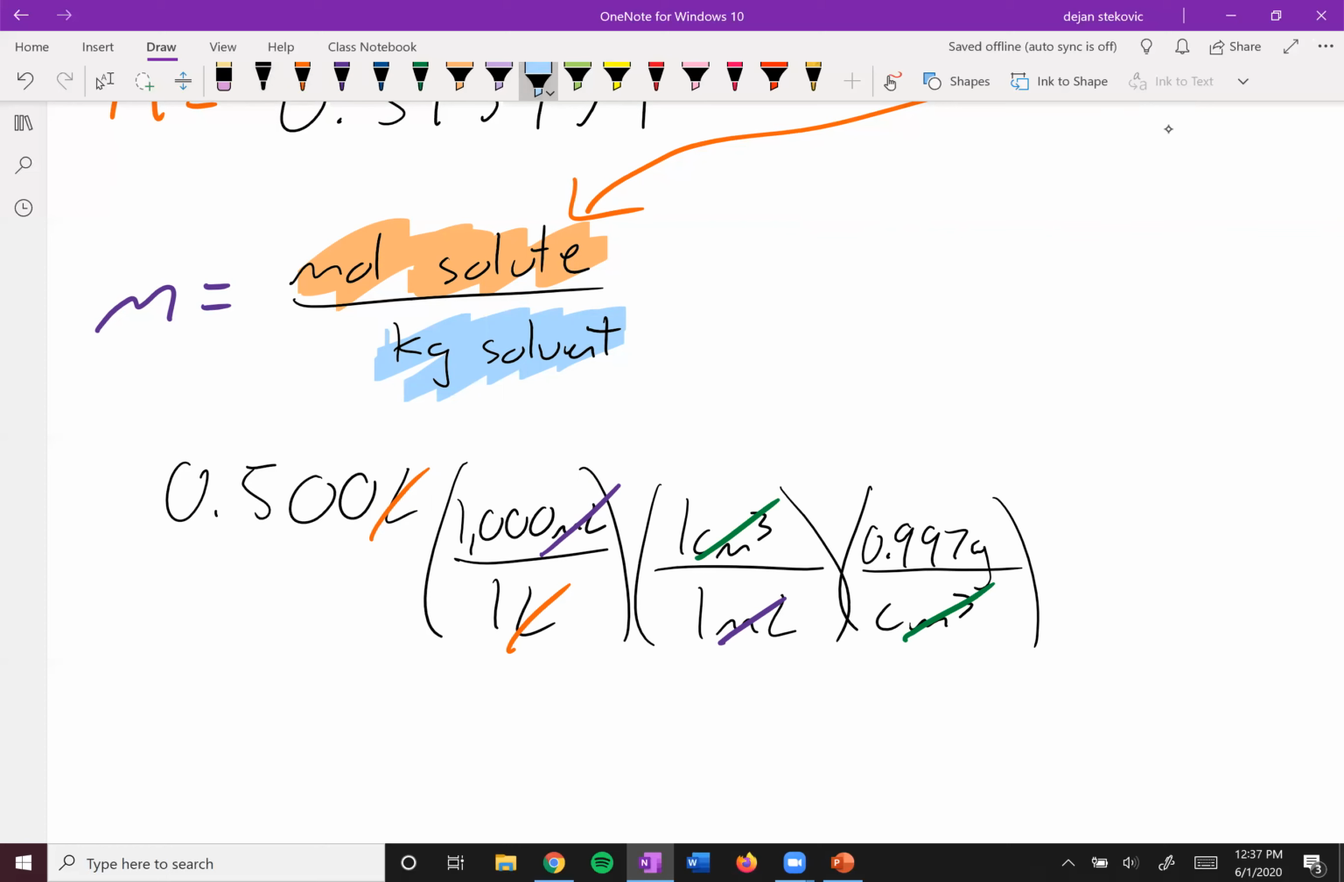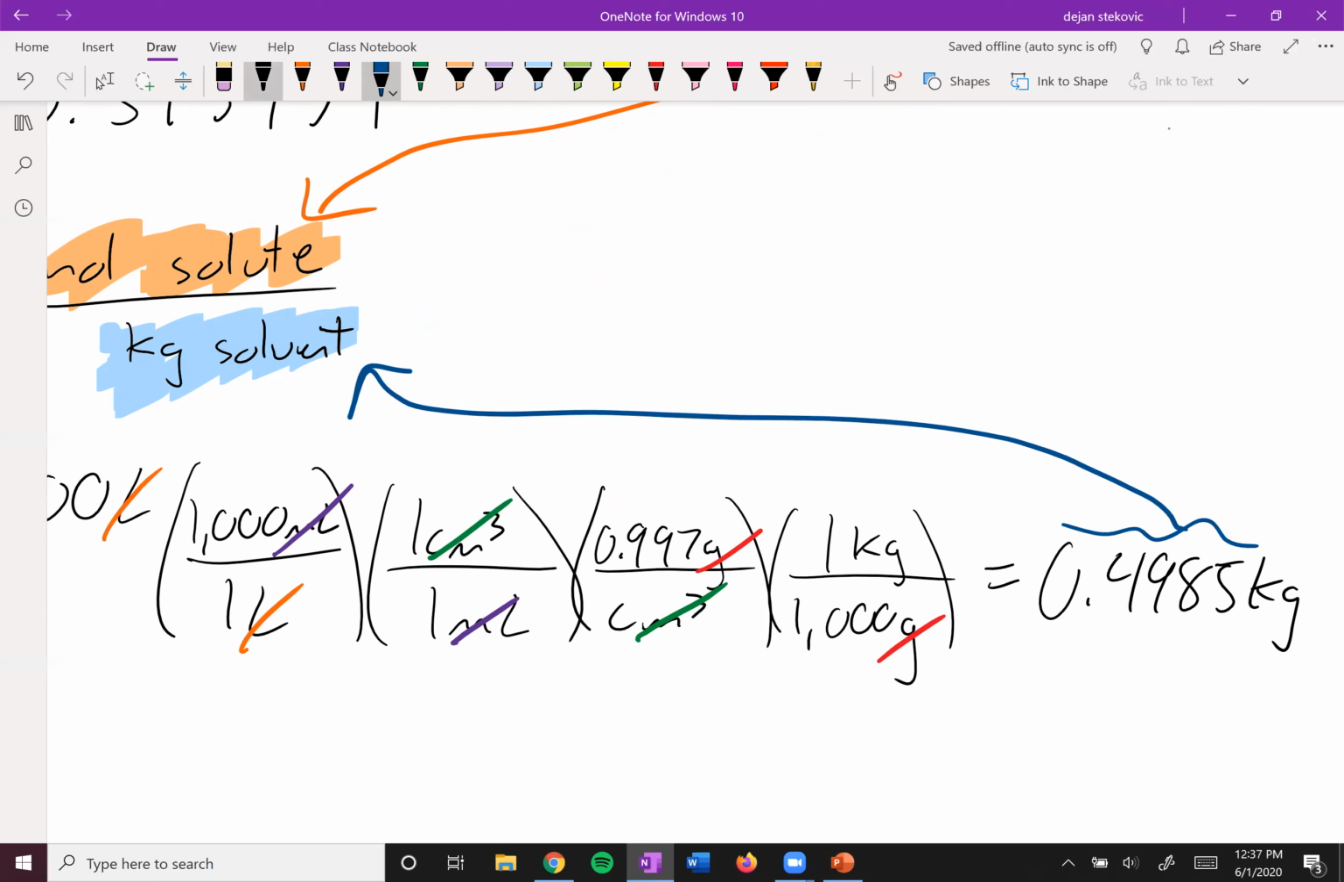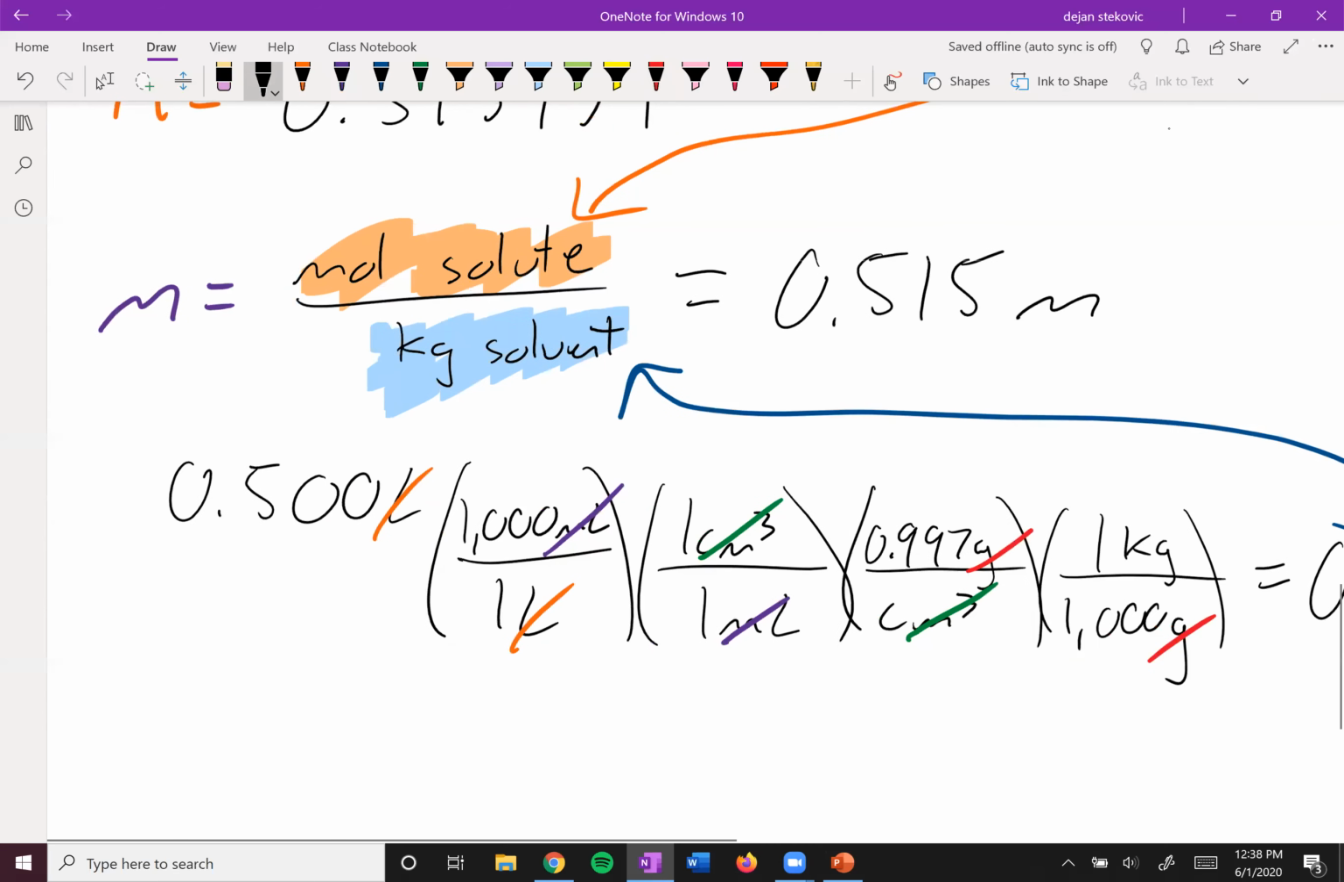And then be careful, it's kilograms of solvent, not grams of solvent, but kilograms of solvent. So we know in 1 kilogram, there are 1,000 grams. And so now the grams cancel out, and we do all of that math, and what we end up with is 0.4985 kilograms. Take this number, plug it into there. We have our moles of solute already, and so what you end up getting is 0.515 molal. That's how you say it, molal.